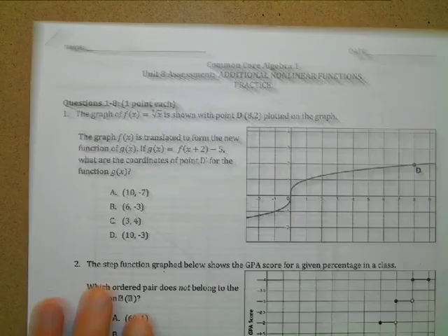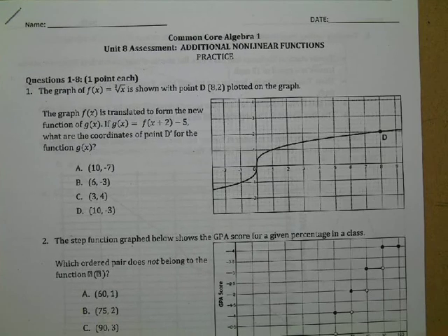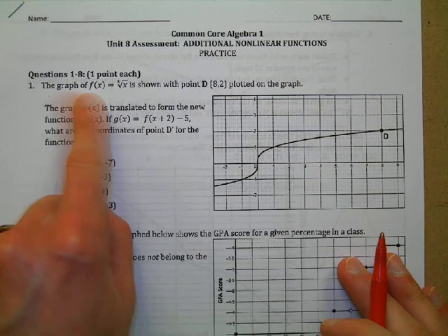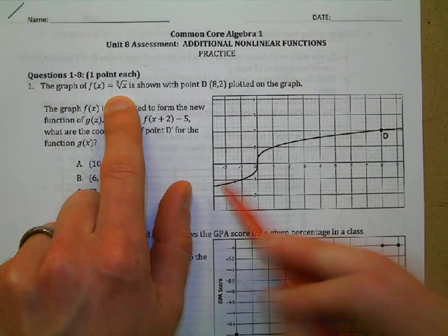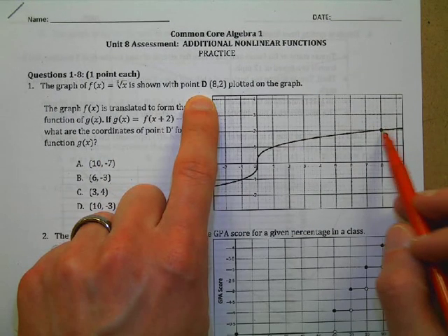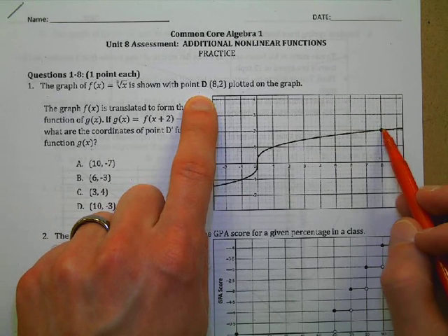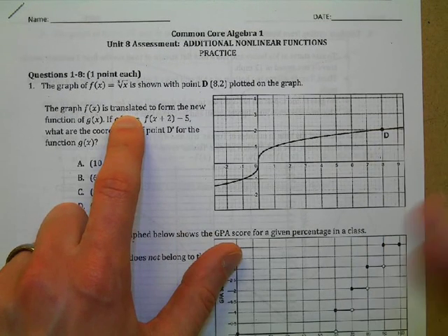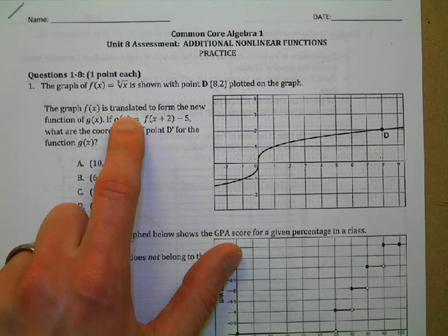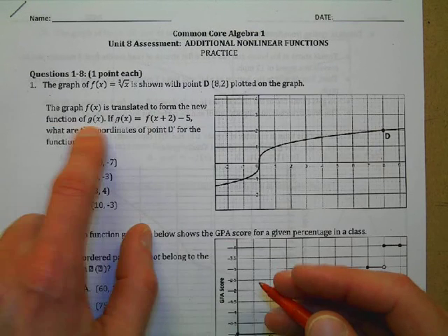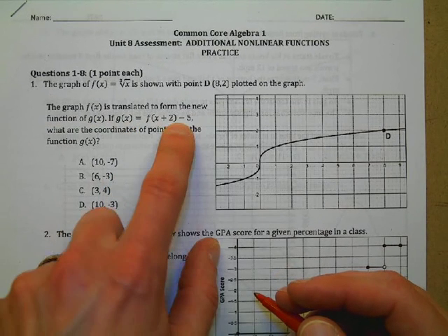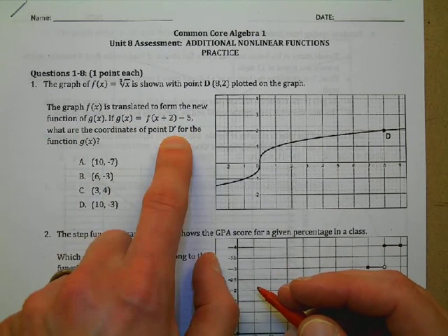Okay, so number one, we've got a graph of f of x. The graph of f of x is cube root of x, and it's shown with point D there with coordinates 8, 2, on the graph. F of x is then translated. Translated is just a fancier word for a slide or a shift, to form the new function g of x. If g of x is f of x plus 2 minus 5, what are the coordinates of d prime for the function g?